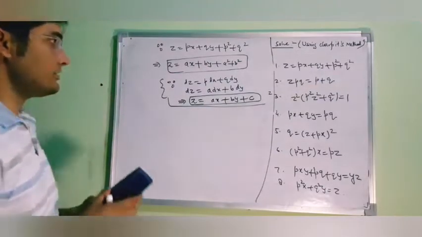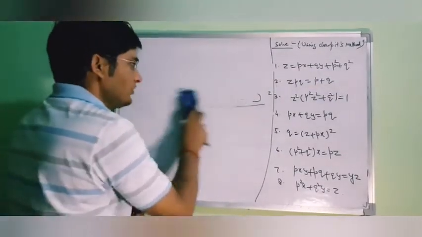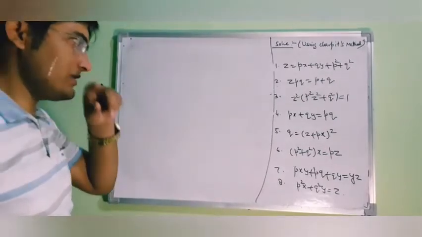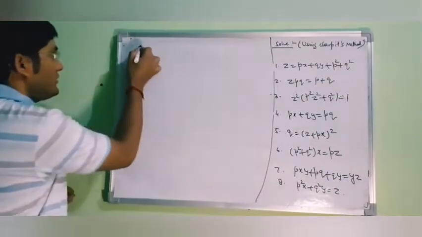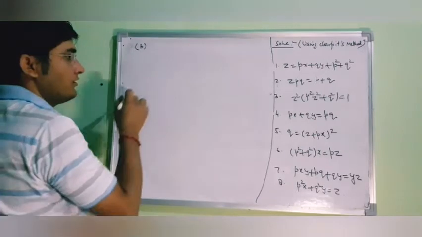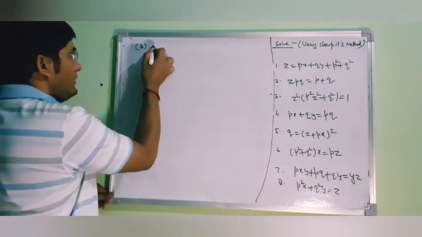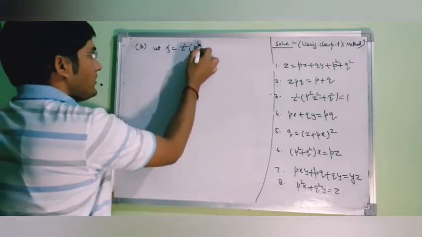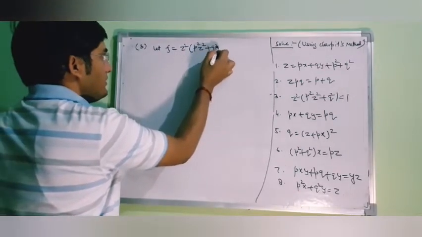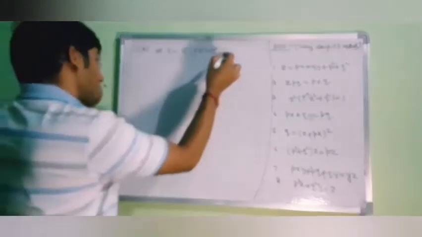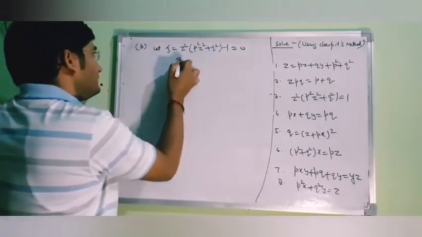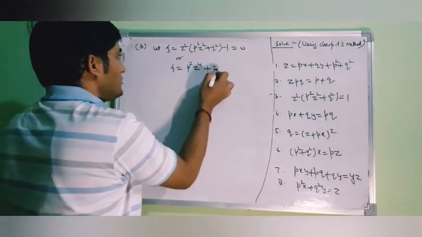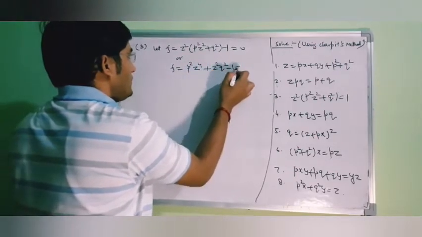Now let us solve the second problem. Or you can solve it. I am solving the third one because the second problem is, I think, quite easy. So let us solve the third problem. Let f equal to p square z square plus q square z square minus 1 equal to 0, or f equal to p square z4 plus z square q square minus 1 equal to 0.